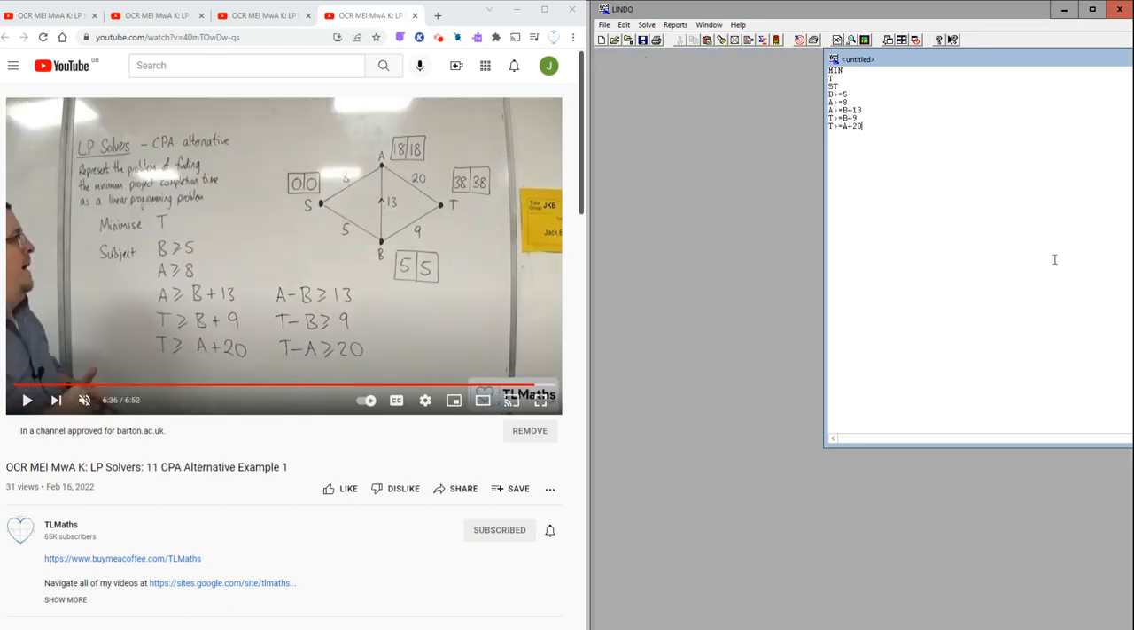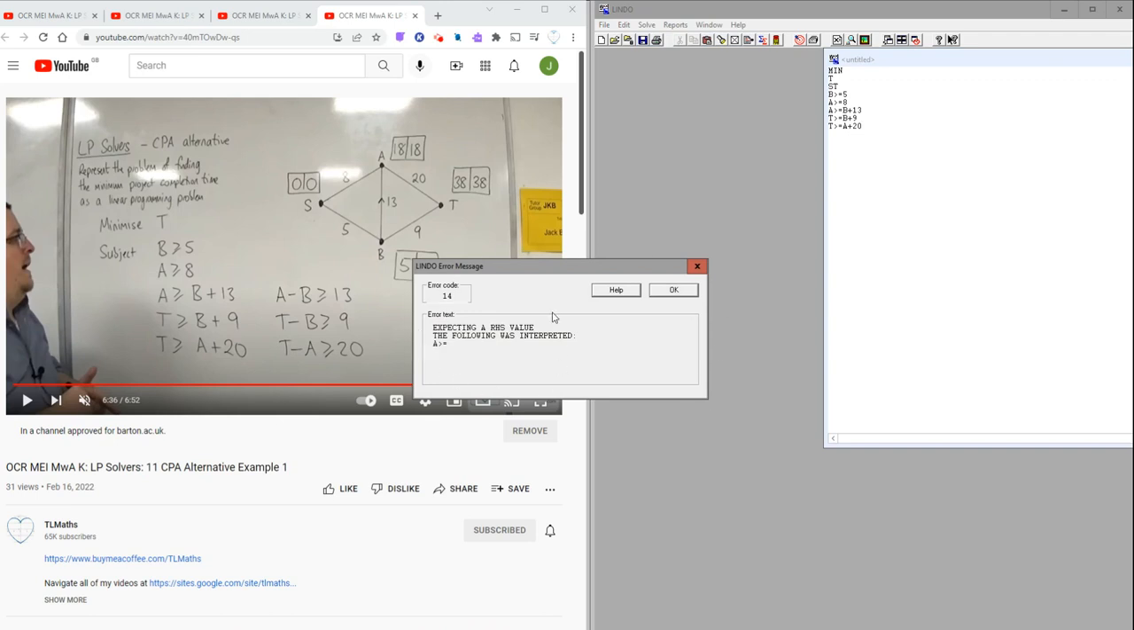So here was the problem that we had with the critical path analysis alternative. So a different way of doing it rather than using the longest path method that we saw earlier. And what I've done is I've typed in the linear programming problem. So I've got minimize T, subject to, and I've got these constraints. Now I've purposefully not moved everything onto the left-hand side because I just want to show you what happens. So I'm going to go up to solve.